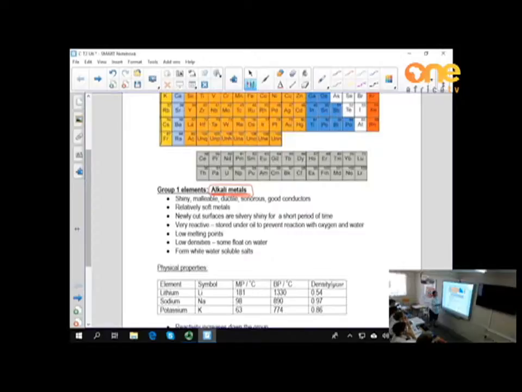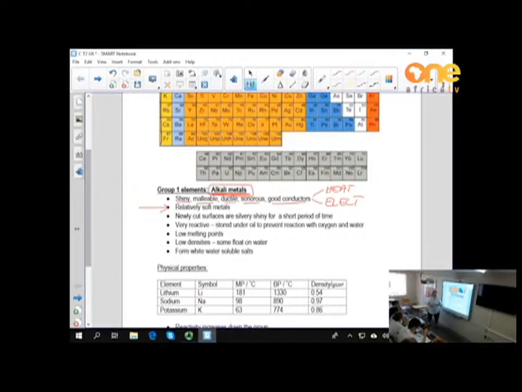Just like any other metal, they are shiny, malleable, ductile, sonorous, good conductors of both heat and electricity. Those are common metal properties. Except for the common metal properties, we find that the group 1 metals are relatively soft. Usually, they've got the consistency of a brick of butter that comes out of the fridge. You can cut it with a knife.